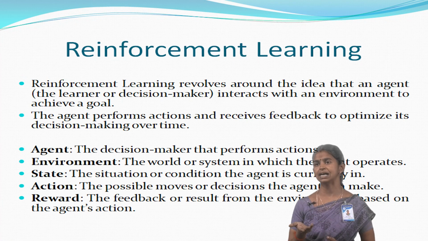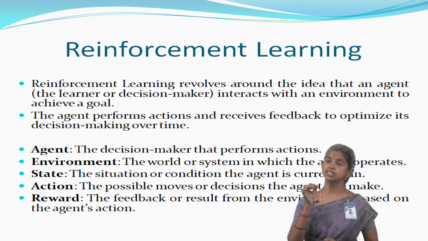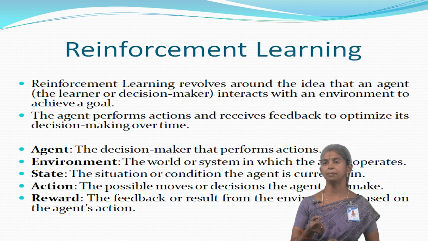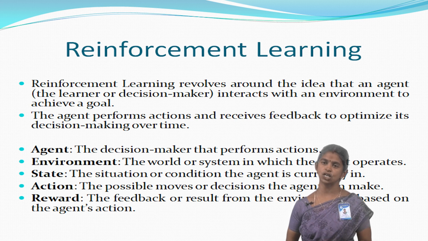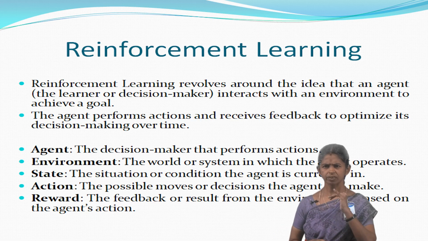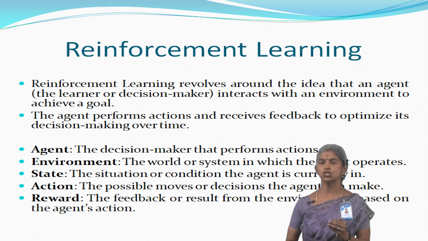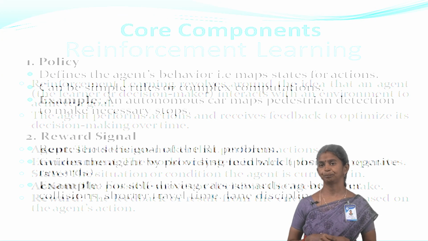Reinforcement learning revolves around the idea that an agent interacts with an environment to achieve a goal. The agent performs an action and receives feedback to optimize its decision making over time. The agent is the decision maker that performs the action. Environment, the world or system in which the agent operates. Another one is state, the situation or condition the agent is currently in. Action, that is the possible moves or decisions the agent can make. Reward, the feedback or result from the environment based on the agent's action.